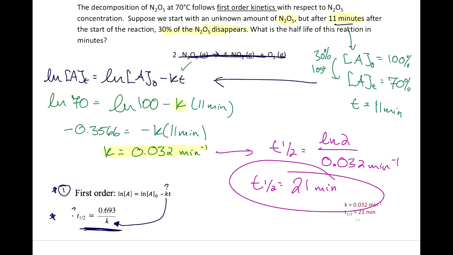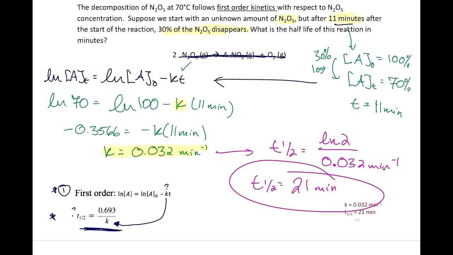Let's just use our intuition a little bit here. It took us 11 minutes to lose 30% of our sample. We just calculated it takes 21 minutes to lose half our sample. Do those two ideas make sense together? Yes, they do. If it takes me 11 minutes to lose 30%, to lose 50% it's going to take a little bit more time.